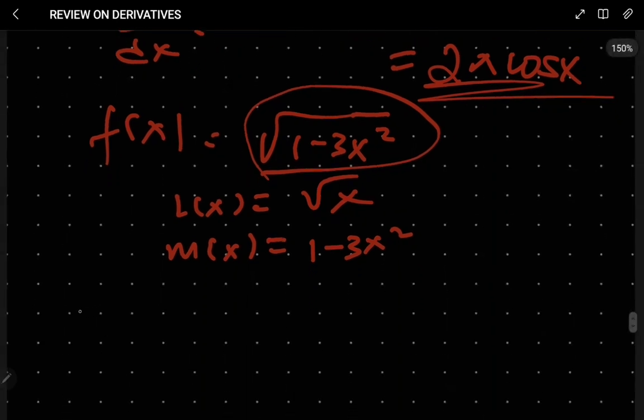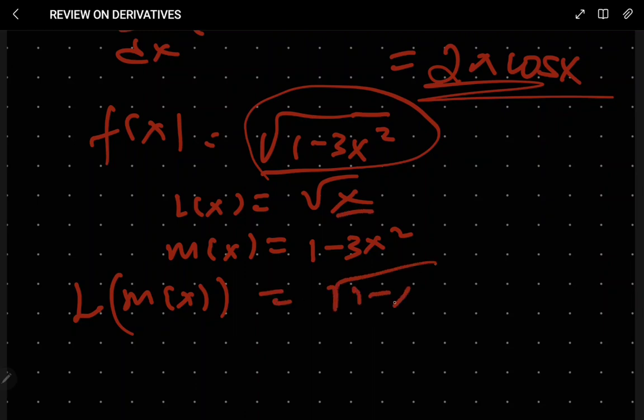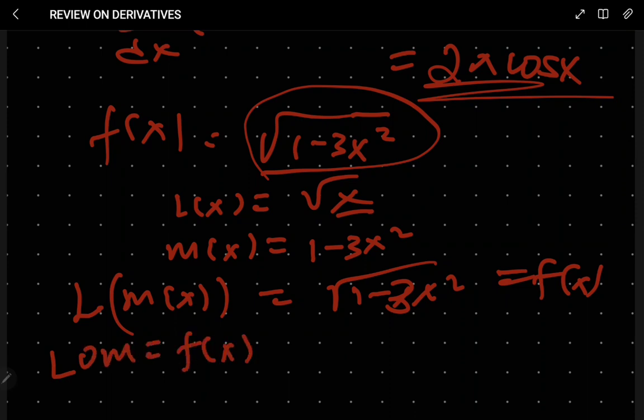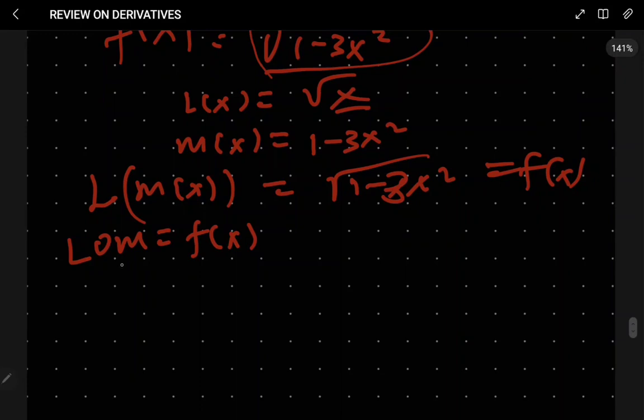But so what is L of m of x? Meaning when you insert m of x in that x, you're going to get the square root of 1 minus 3x squared. So that is f of x. So meaning L of m is like f of x. All right, so how do we do this? The square root of x is one thing, then 1 minus 3x squared is another thing. So what is the derivative of this?